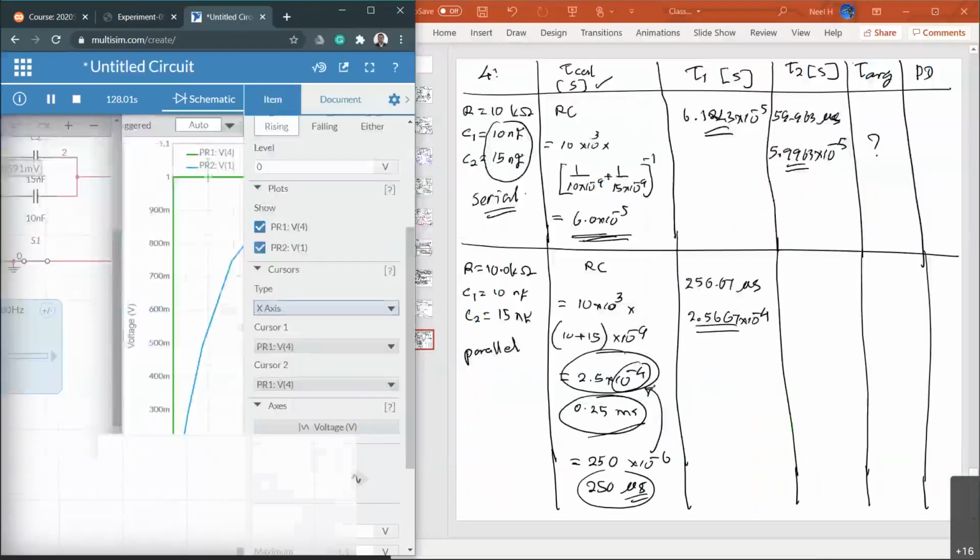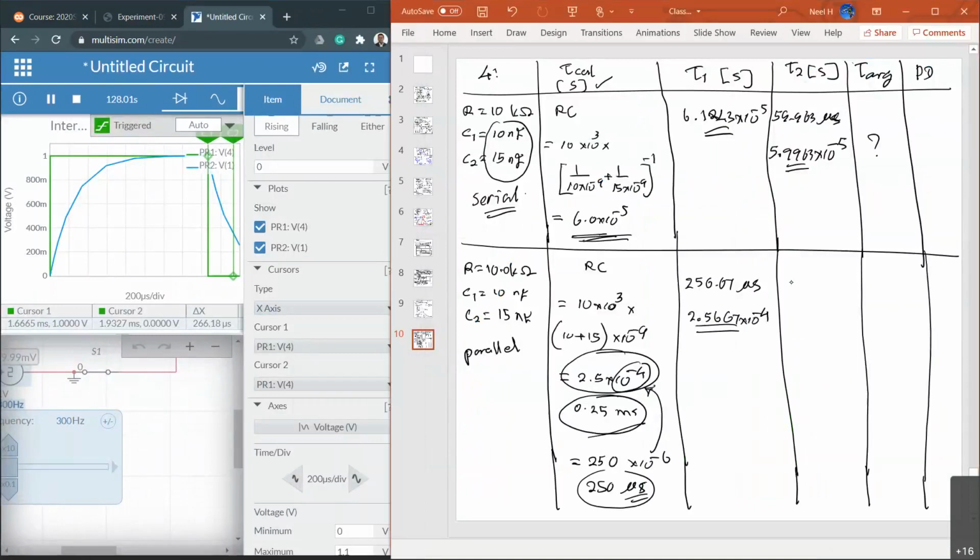There is an error, but that's okay. 266.18 microsecond. Then rewrite that in the right SI units, 2.6618 times 10 to the negative 4 seconds. So take the average between those two, goes to here, and then the percentage difference between the expected results and the tau average.